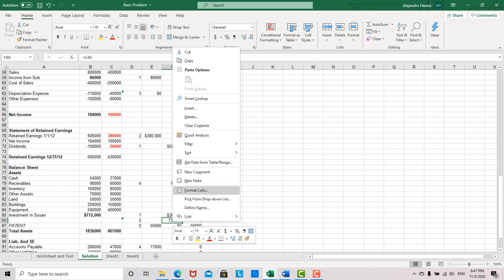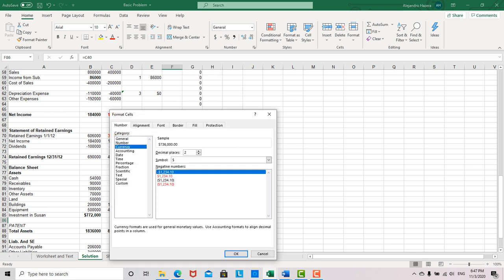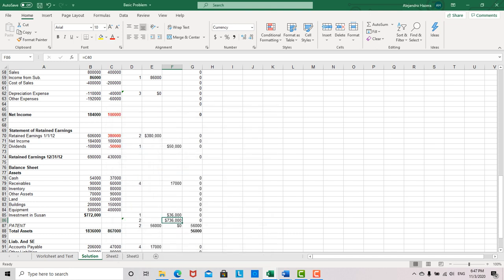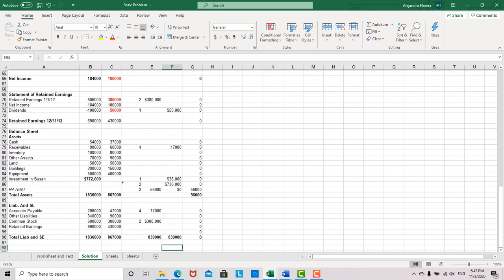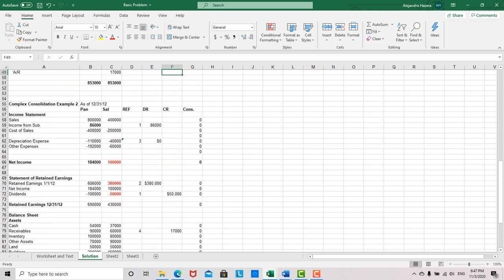Let me go ahead and format the cell there. Probably do this at the end anyway. Okay, and then finally, let's make sure that our debits and credits are adding here, by the way. Yep, 839 so far. Okay, and so it looks like we're good.